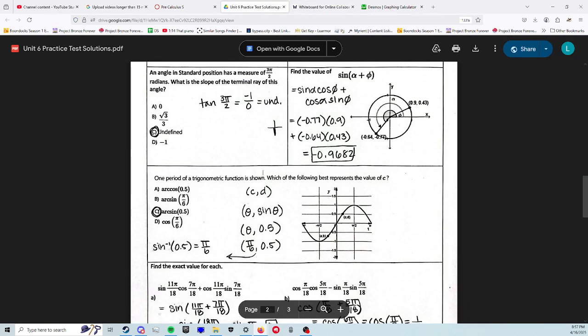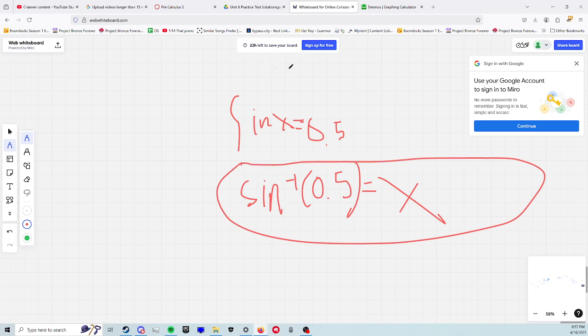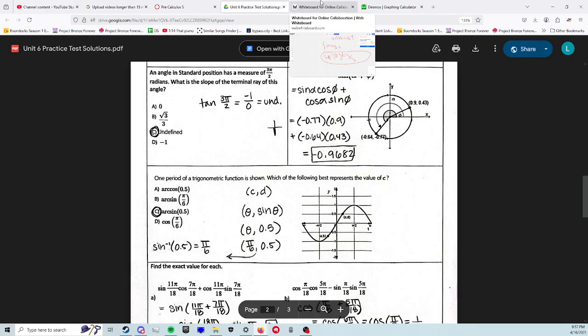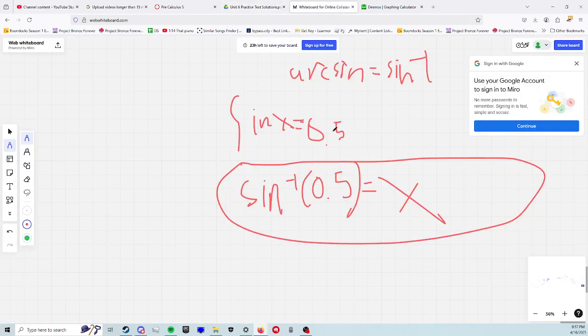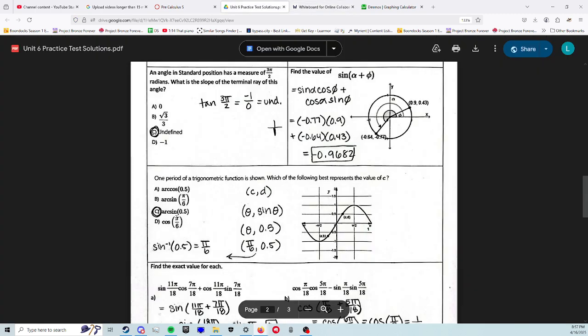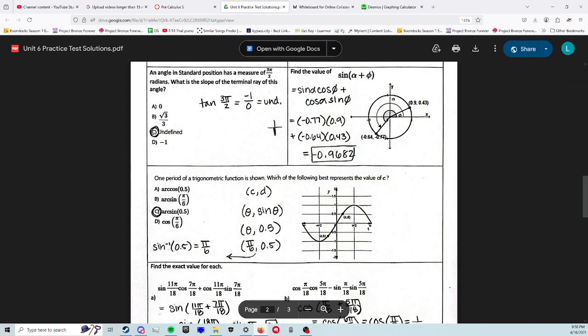Because they're asking which of the following best represents the value, and they gave us a bunch of equations, arc sine, if you didn't know, is equivalent to sine negative 1. I don't think this should be on there, but it's good to know. Arc cosine, are we doing cosine on this one? No. Arc sine pi over 6, are we solving for pi over 6? No, we're solving for 0.5. Arc sine 0.5, that is the correct answer because the y value is 0.5, and we're trying to solve for x. And in order to solve for x, we need to inverse the equation.